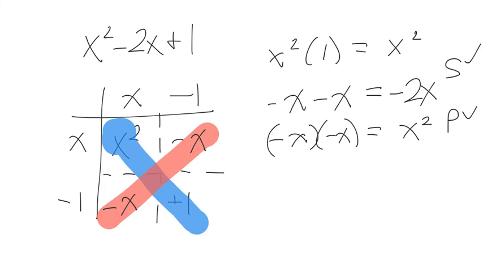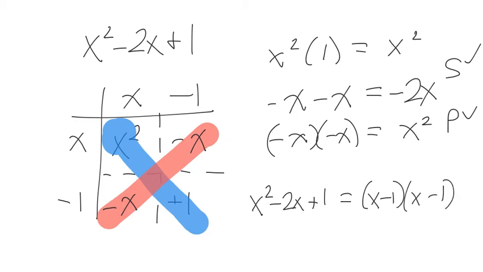And as a check, I always have this last box here for checking purposes, and I have negative 1 times negative 1 equals positive 1. So this is correct. I know that I've factored correctly, so I can say that x squared minus 2x plus 1 equals x minus 1 multiplied by x minus 1.